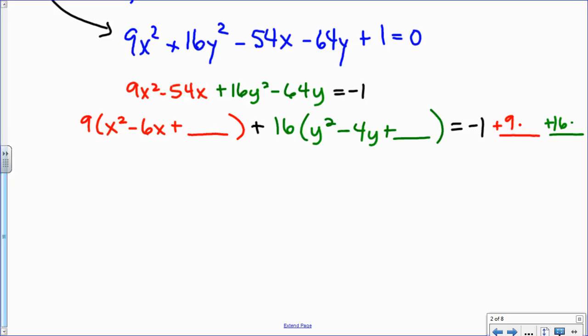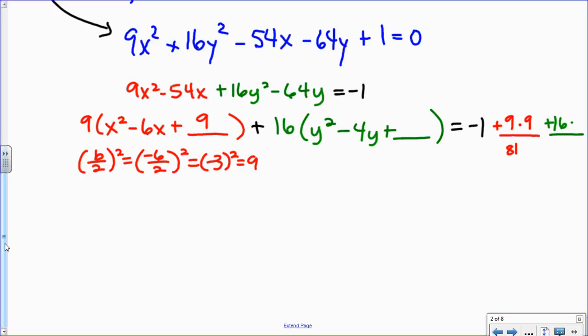Kyle, what number did you use to complete the square for x? 9. Okay, good. So it's b over 2 squared. So that's -6 divided by 2 squared, which is positive 3 squared, which is 9. So then over here, I'm doing 9 times 9, which is 81.